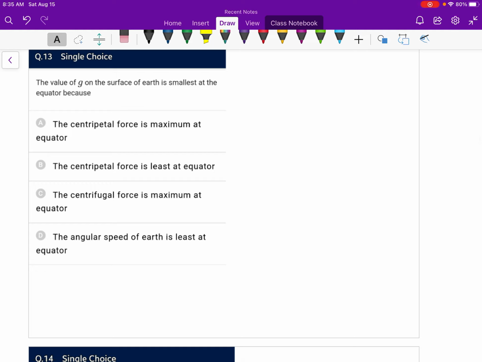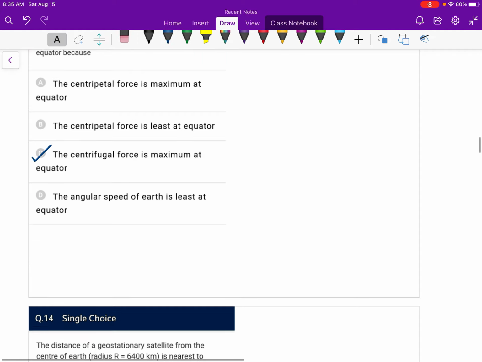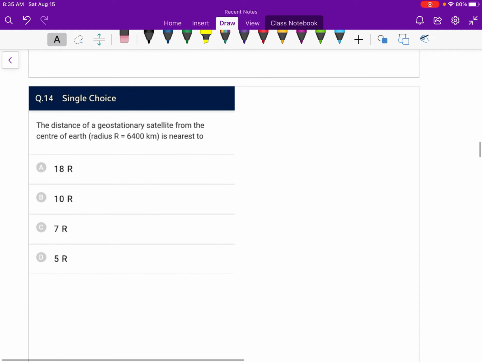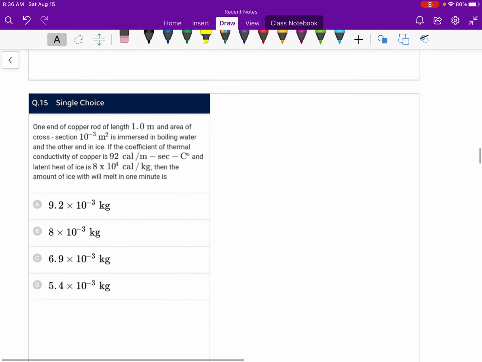The value of g on the surface of Earth is smallest at the equator because the centrifugal force is maximum there. So C is the correct option. The distance of a geostationary satellite: a geostationary satellite is at a distance of roughly 42,500 kilometer. So it is almost 7 hours. So C is the correct option.